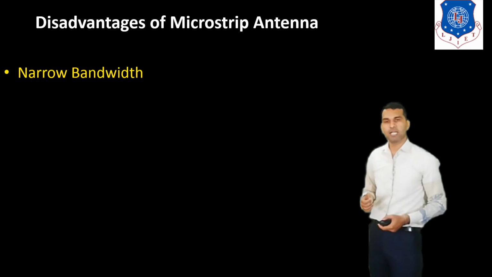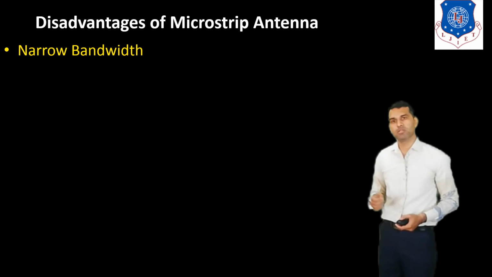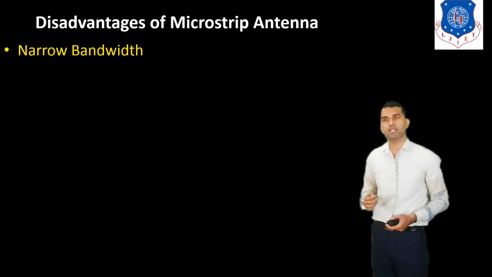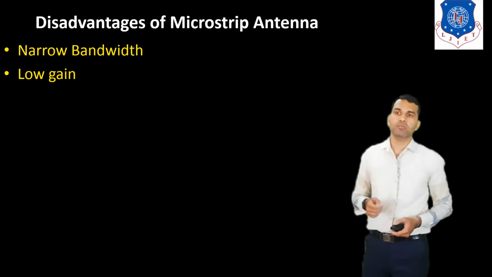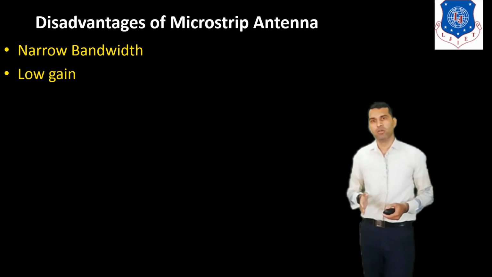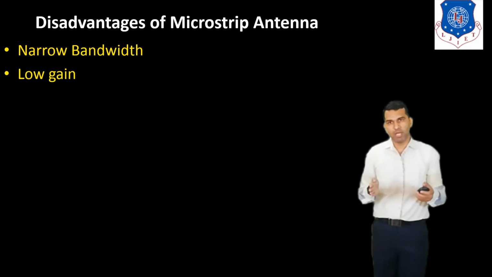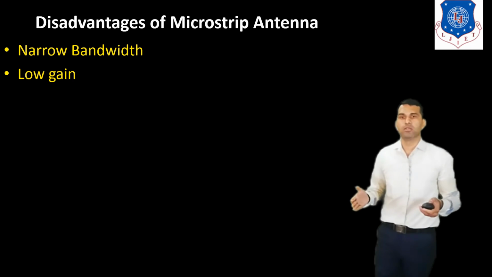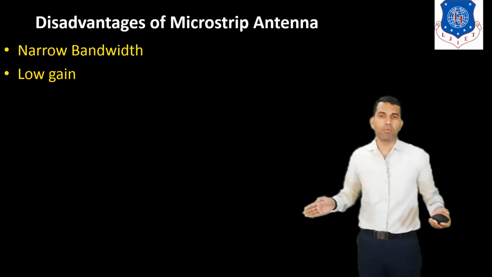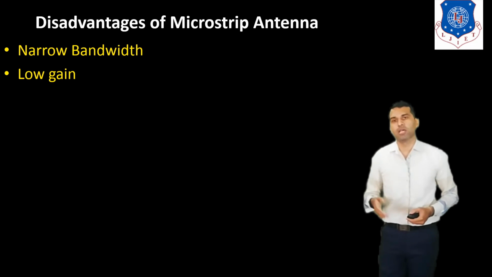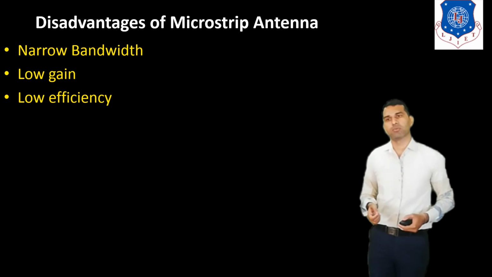Now there are some disadvantages of this antenna. The first disadvantage is the narrow bandwidth. So the bandwidth is very narrow. The second is the low gain. From one element of the patch antenna we get a very low gain. So to increase the gain we have to increase the number of elements in an array. That means we have to use the array technique to increase the gain of the antenna.